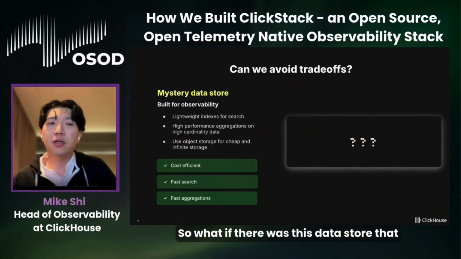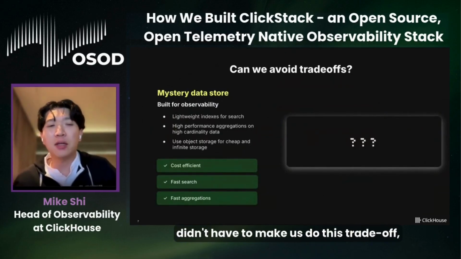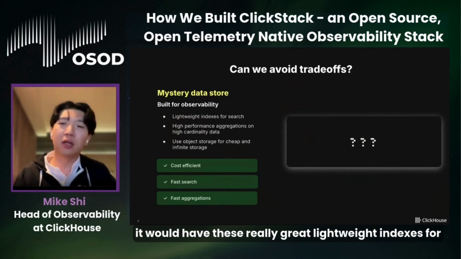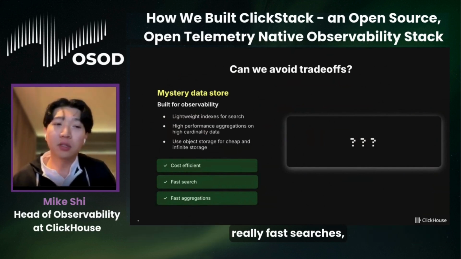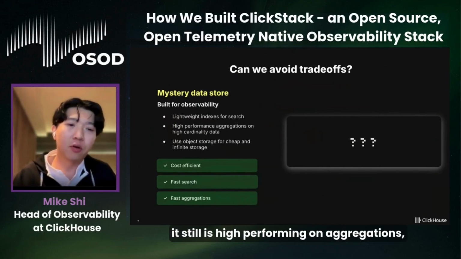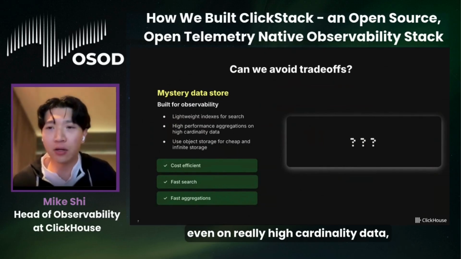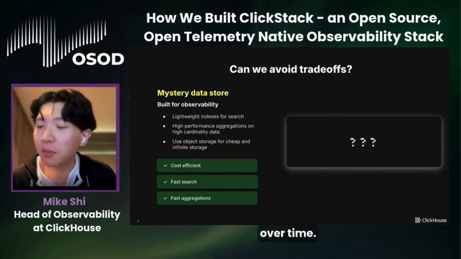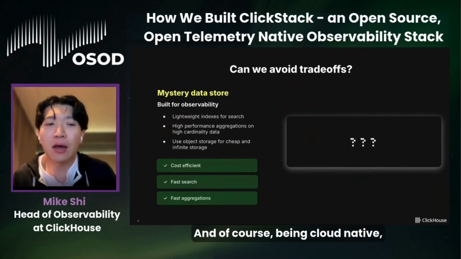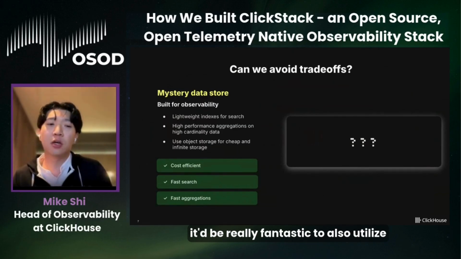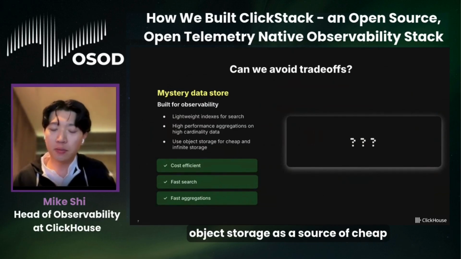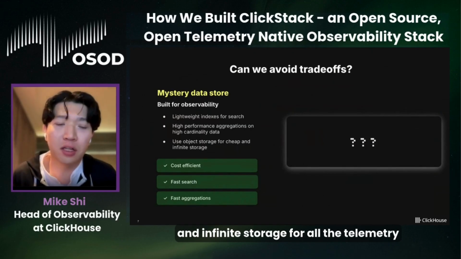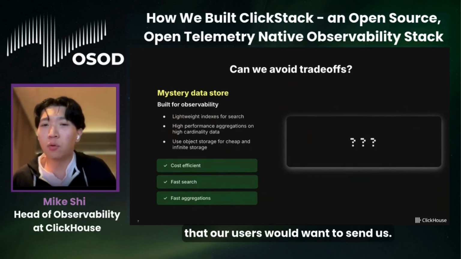So what if there was a data store that didn't make us do this trade-off, where we could store everything in a single place? It would have really great lightweight indexes for really fast searches. It would still be highly performant on aggregations, even on really high cardinality data that's going to continue to grow over time. And of course, being cloud native, it'd be really fantastic to also utilize object storage as a source of cheap and infinite storage for all the telemetry that our users would want to send us.